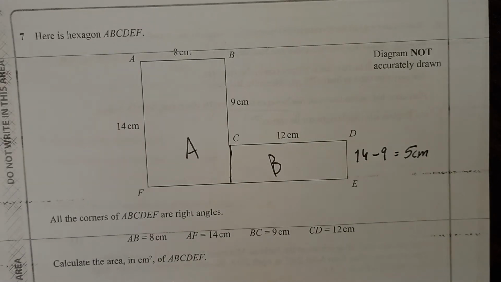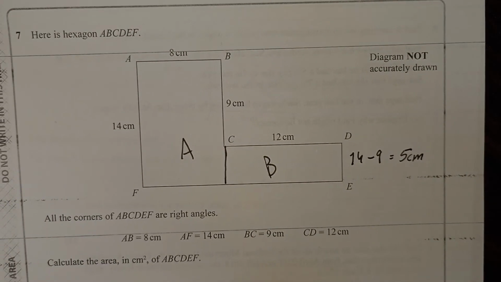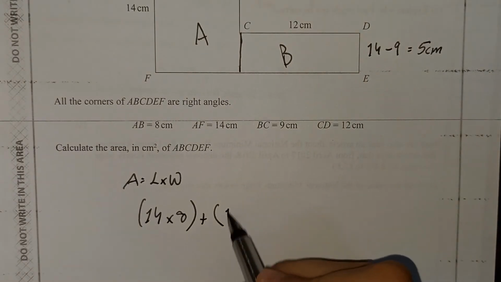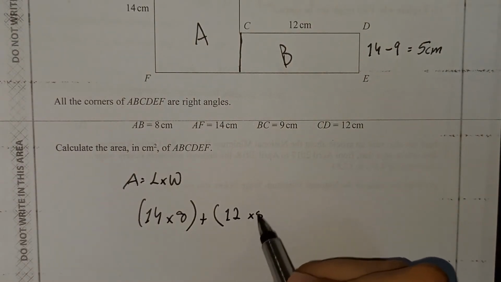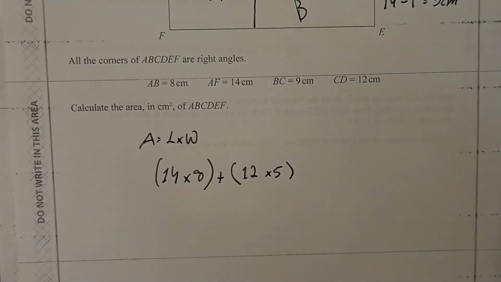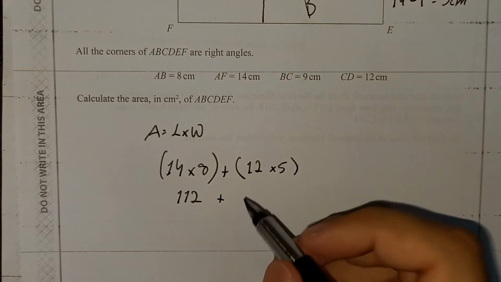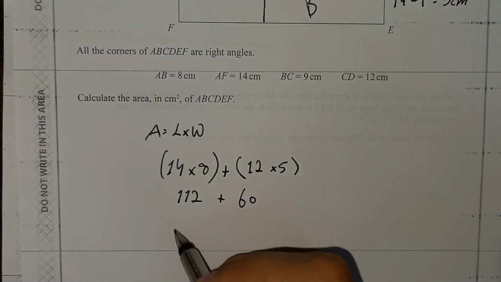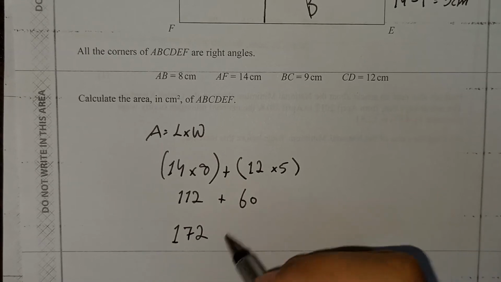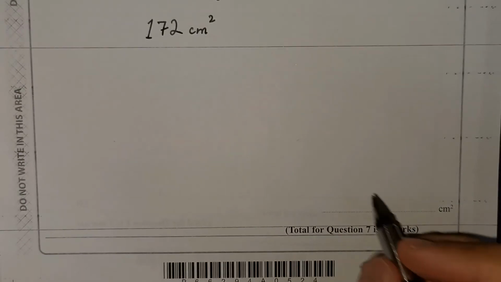So now we can simply find out the area of A added to the area of B. So length into width is the formula of area. So length for A is this added to length of B is this. Now we will just simply multiply the brackets. 112 plus 60, which as a whole gives us 172 centimeter squared, and you have to write it under here as well.